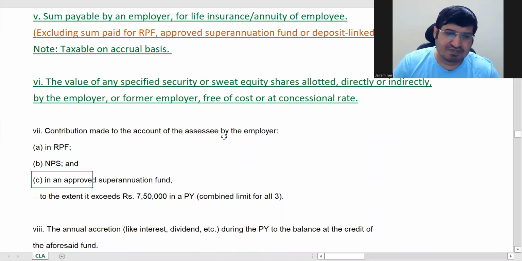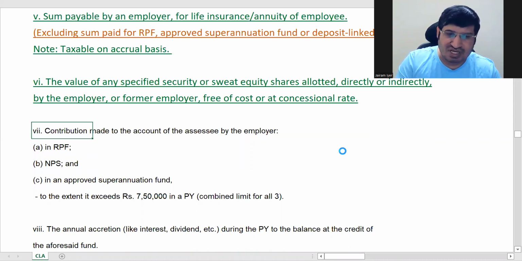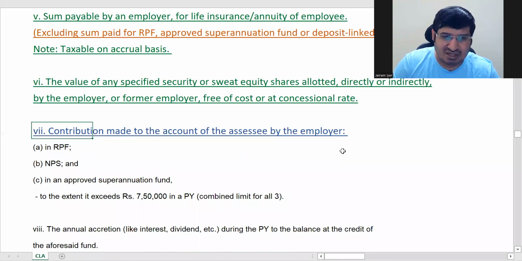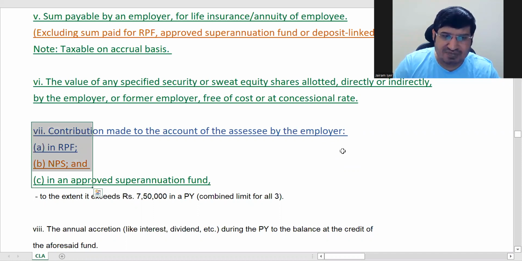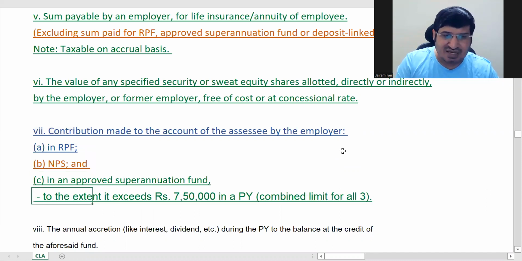Now, next is contribution made to the account of the employee by the employer in recognized provident fund, NPS, National Pension Scheme, and in an approved superannuation plan. So the total contribution by the employer in all these three, if it exceeds 7,50,000 in a previous year, combined limit of all three, that extra amount will be perquisite.